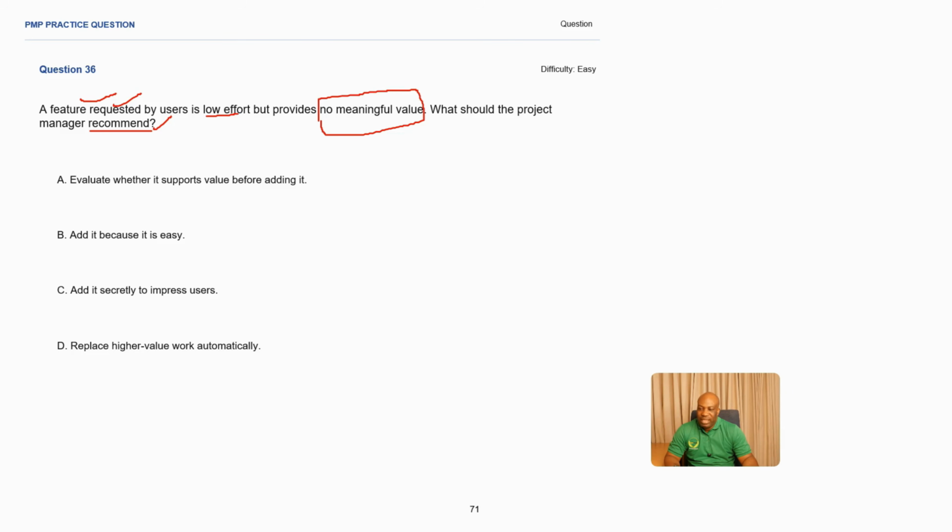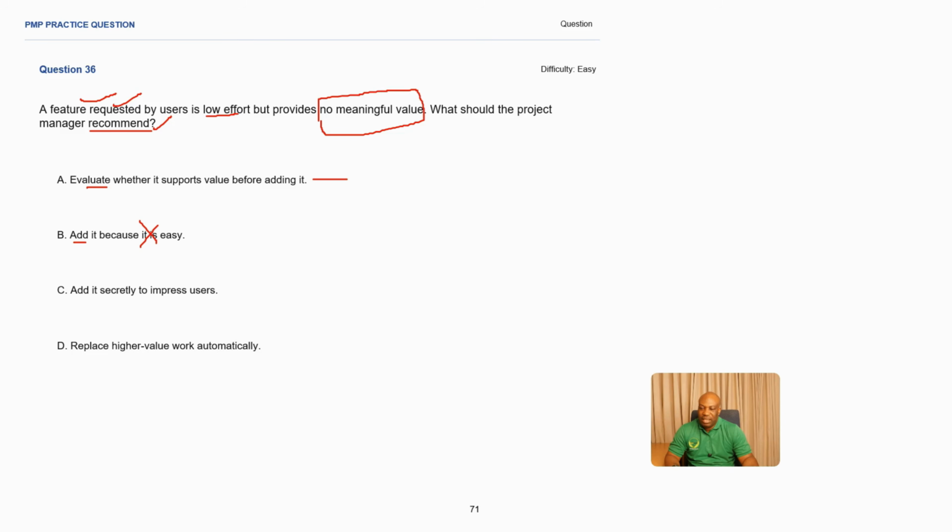Evaluate whether it supports value before adding it. Okay, this makes sense. Evaluation is very important. I like the word evaluation. You're getting more information before you take action. Add it because it is easy. You don't just start by acting. You need to evaluate and understand if it's going to help in this scenario where they supposedly value it before you add it. So this is an incorrect answer.